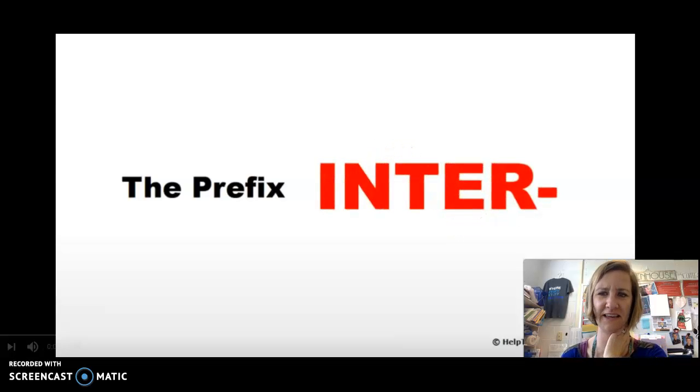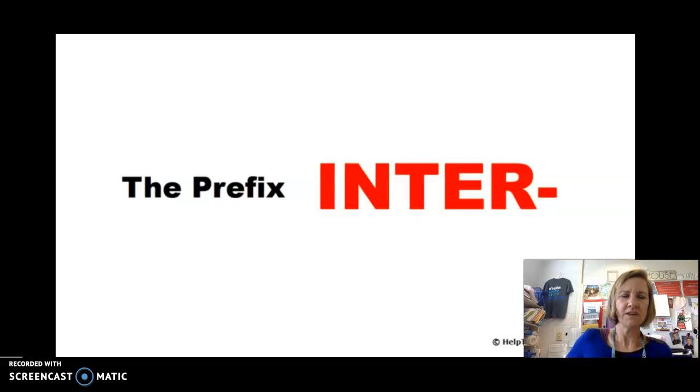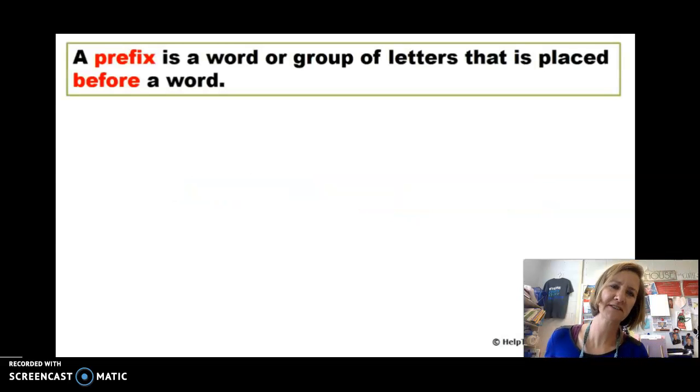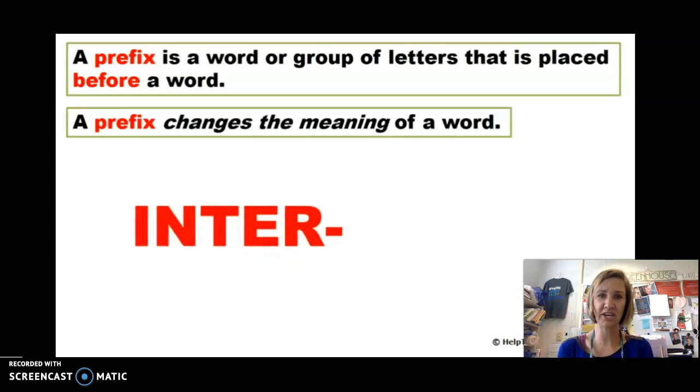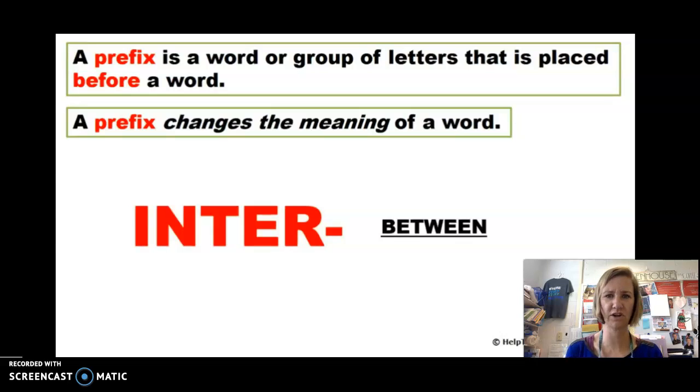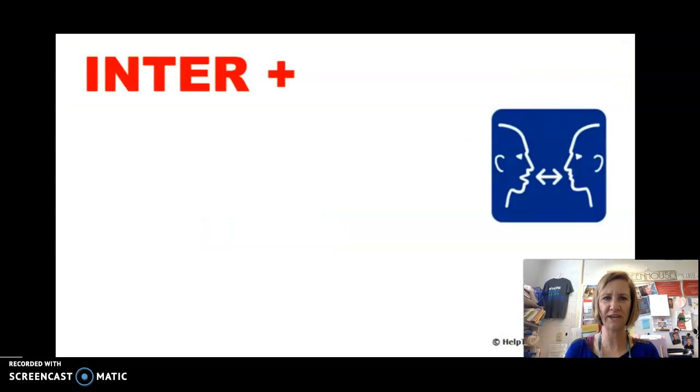Today we're going to review a prefix that we've been talking about over the past couple weeks. The prefix is inter. Just as a reminder, a prefix is a word or group of letters that is placed before or in front of a word. And a prefix changes the meaning of the word. Today we're going to talk about inter, which means between.